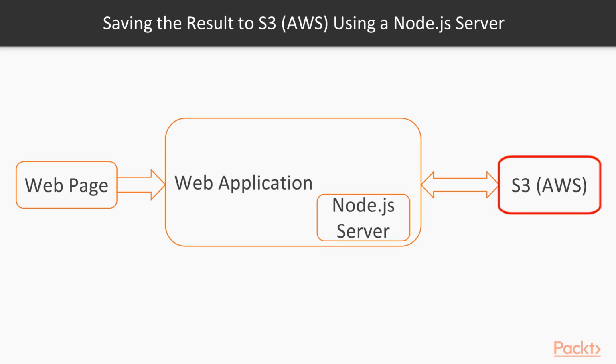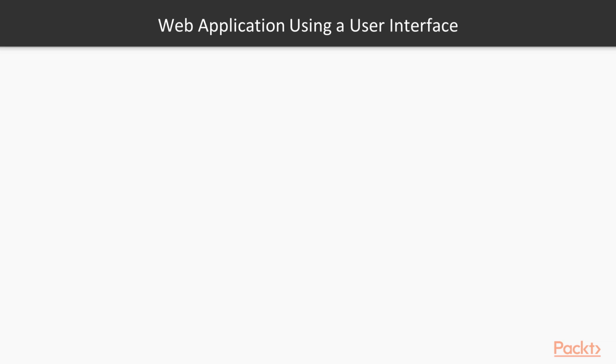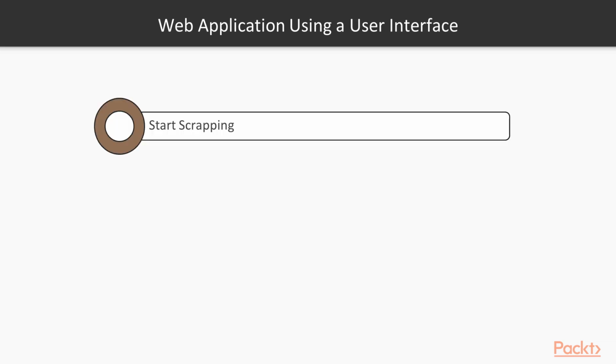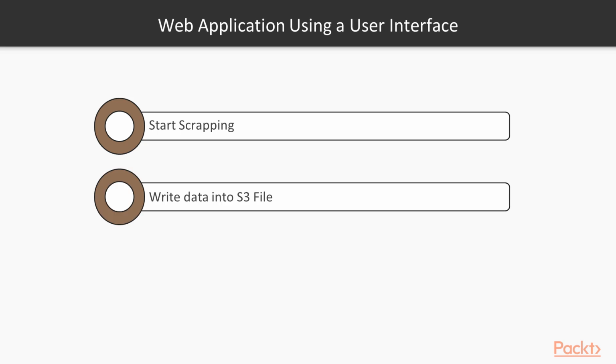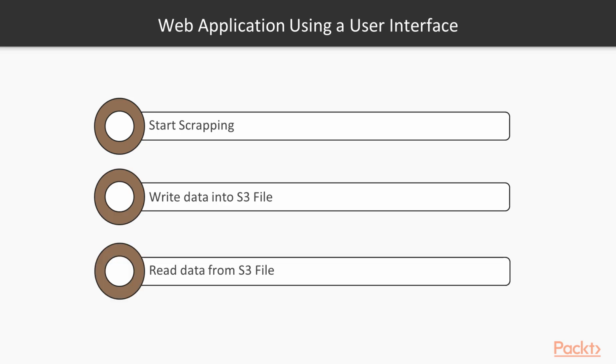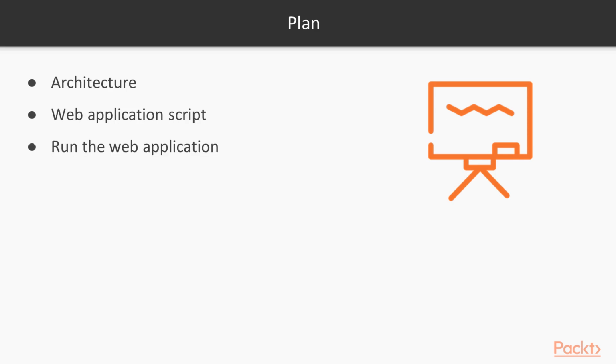The end result will be a web application using a user interface to send requests to a server, such as start scraping, save, and read data from a JSON file located on an Amazon storage service. Here is my plan. I will start by explaining the global architecture, then I will walk you through the script that I made for this section, and finally I will run the script and check the result.